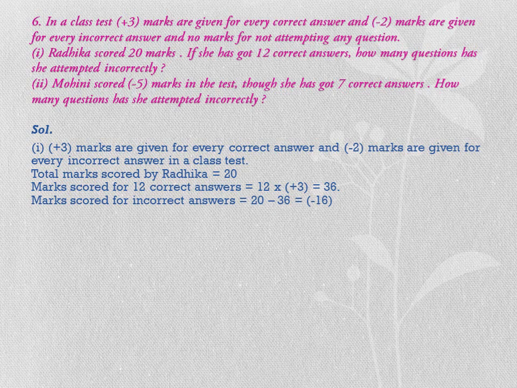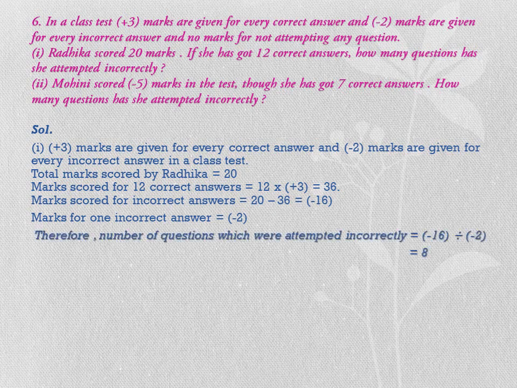Therefore, we have to find out the marks scored for incorrect answers, which is equal to 20 minus 36 is equal to negative 16. Marks for one incorrect answer is negative 2. Therefore, the number of questions attempted incorrectly is equal to total marks scored by incorrect answers divided by marks for one incorrect answer. That is negative 16 divided by negative 2 is equal to 8. Therefore, she attempted 8 questions incorrectly.